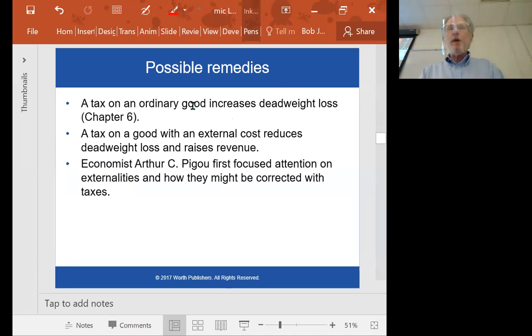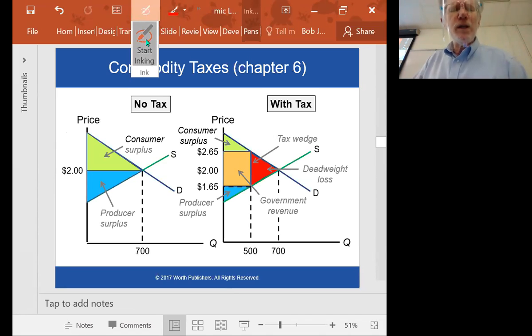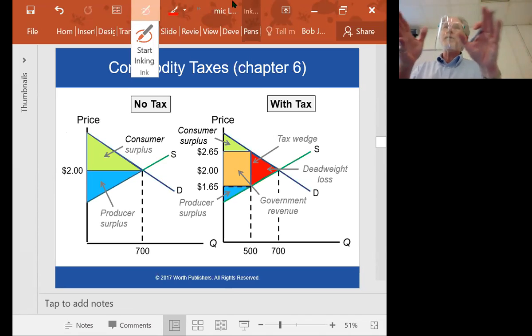So what could be done to try to improve the outcome? One possibility is to have a tax. Okay? Now that may seem strange because if you go back to chapter 6, where we looked at taxes and subsidies, there we said if we impose a tax on something, that creates inefficiency. Okay? Go back to this from chapter 6, okay? Where we said, this is where we didn't have an externality.